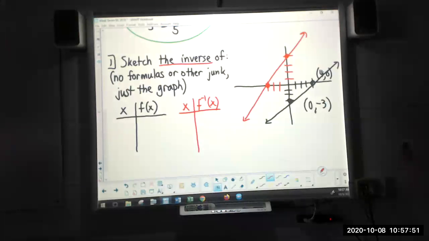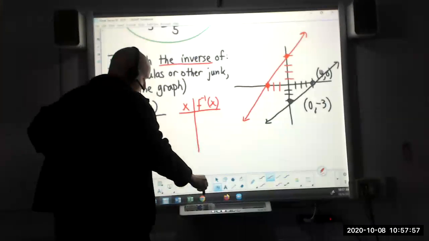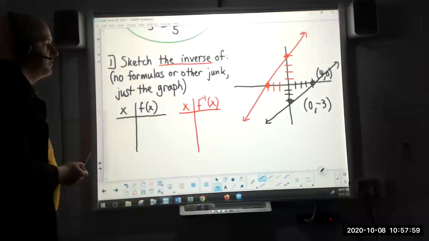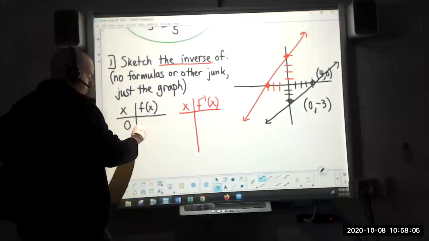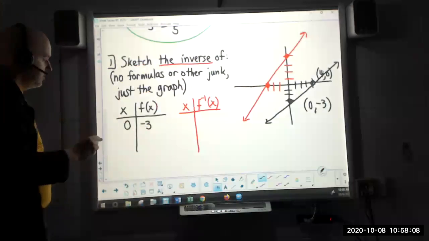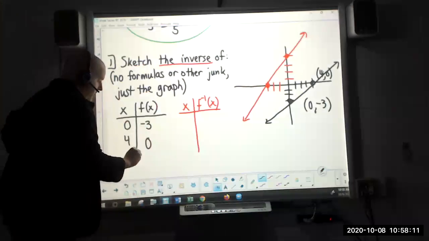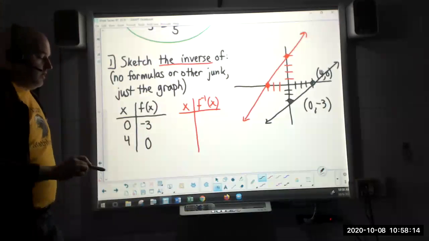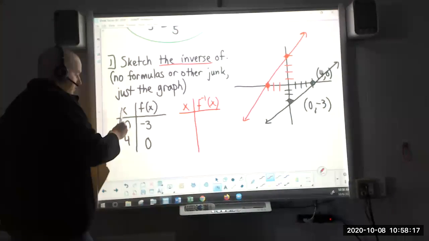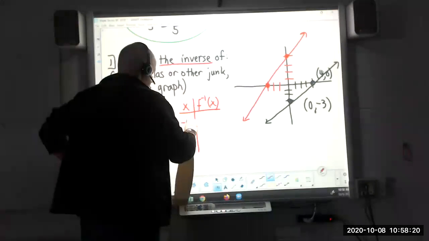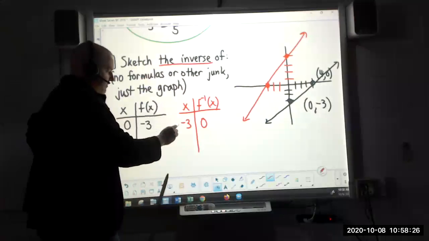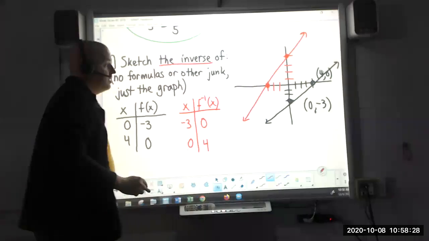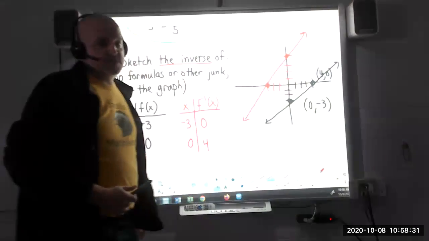So something you may have noticed was the very first thing that I did. I looked at the graph and said that the graph of f has an input of 0 and an output of -3, and an input of 4 and an output of 0. And what I did was I said, okay, for f, I have (0, -3). For f inverse, I must have (-3, 0). For f, I have (4, 0). For f inverse, I must have the point (0, 4). And this is a line, the inverse is a line.